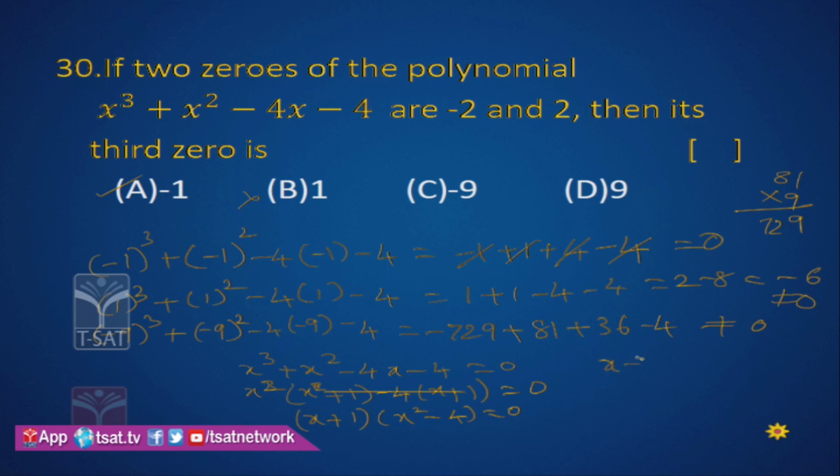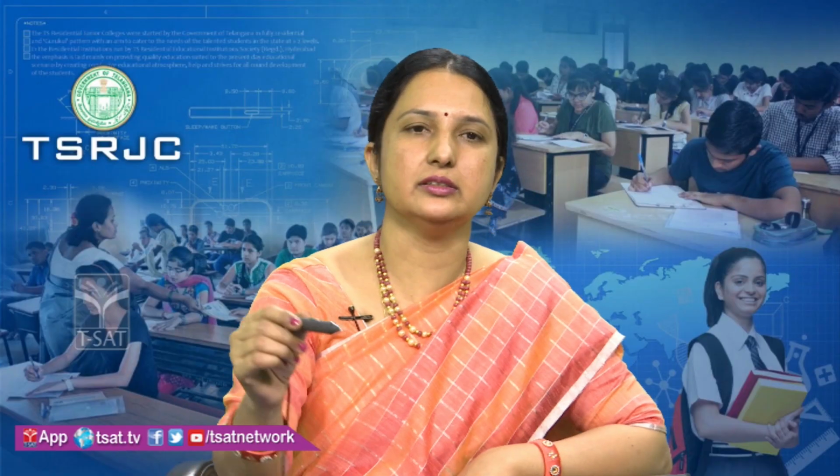When you write x plus 1 equals 0, you get x equals minus 1. When you write x square minus 4 equals 0, x square equals 4, x equals plus or minus 2. The second method will be easy, but if you don't know this, you can go from the options. So A is the correct answer.